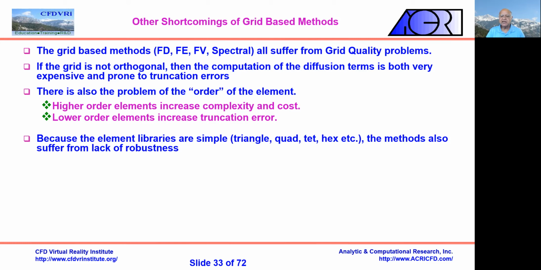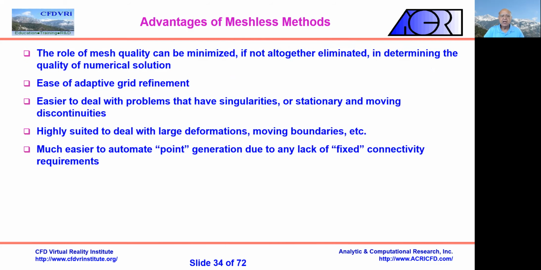So many of the element libraries are usually very simple: triangles, quads, hexes, etc. So there is no robustness with these elements either. So what the meshless methods say is that, hey, let's eliminate the meshes altogether. And if not, then hide it from the user. That's what they're doing. Either they are not telling you or they're not generating it. They're both methods. And then it's very easy to do adaptive refinement.